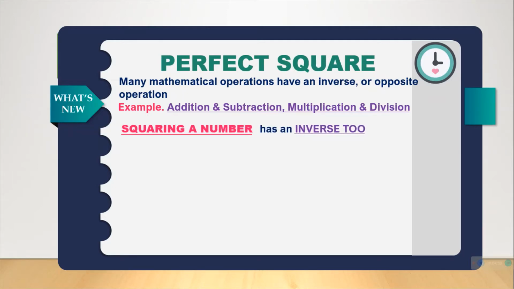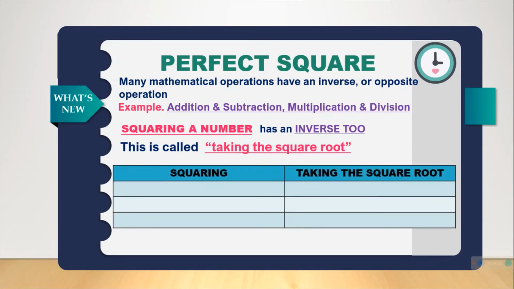Next, squaring a number has an inverse too. So, meron ding inverse ng squaring a number. This is called taking the square root. We have a table. So, sa left side, that is squaring. And then on the right side, we have taking the square root. For example, we have 1 squared, meaning 1 times 1 is equal to 1. That is also negative 1 squared, meaning negative 1 times negative 1 is also 1.